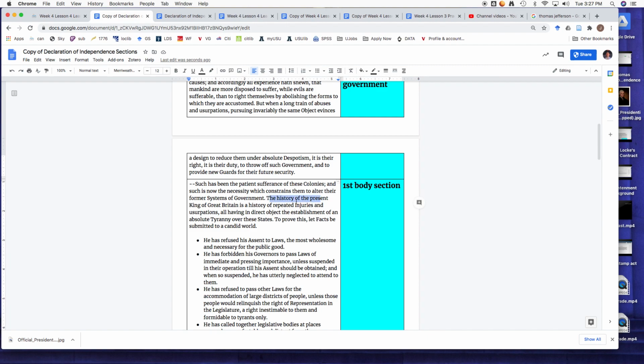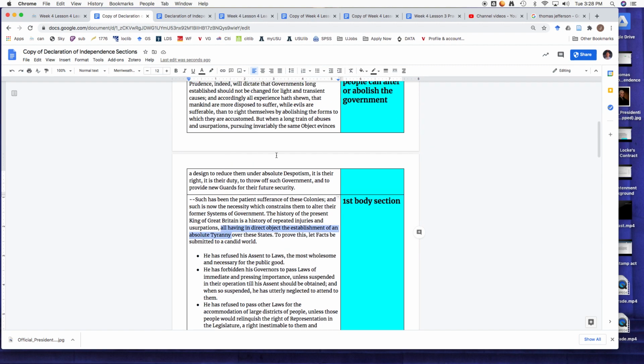He says the history of the present king of Great Britain is a history of repeated injuries. If we look at the history of Great Britain and our king, they keep repeatedly injuring us. And usurpations, they keep taking more power, all having a direct establishment of an absolute tyranny.